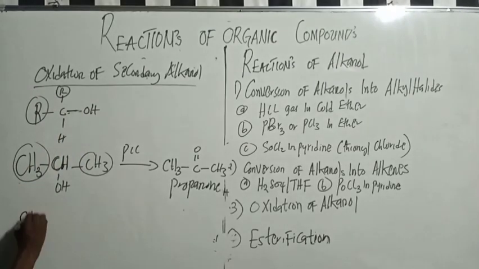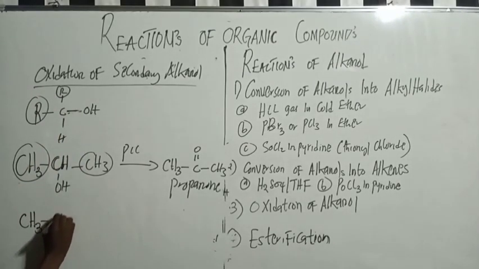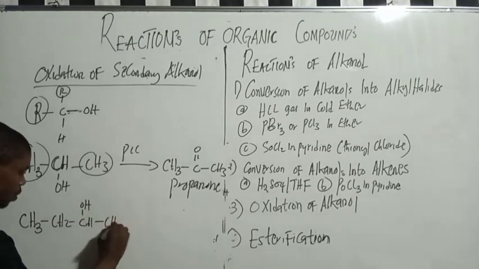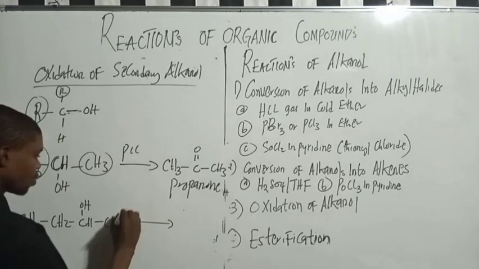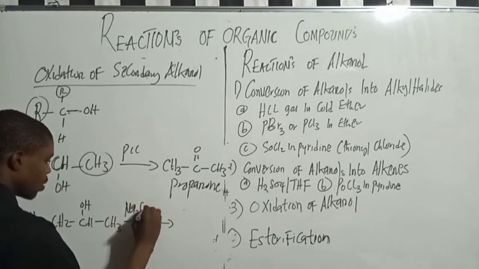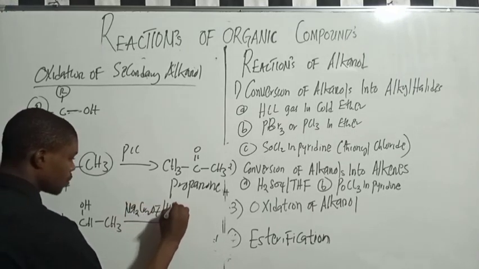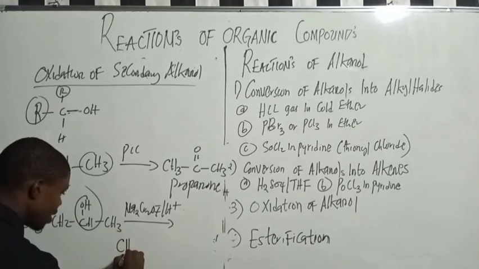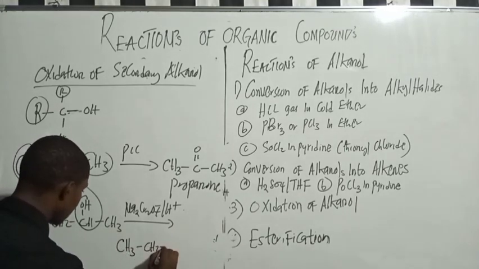Same thing here, we have CH3CH(OH)CH3. You can use your Na2Cr2O7. What will be the product of the reaction? This one will change to a ketone. So here we have CH3COCH3.